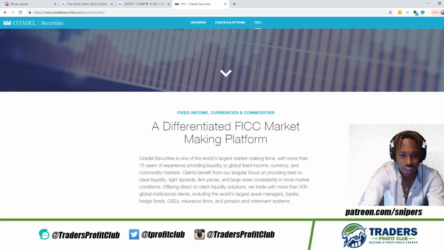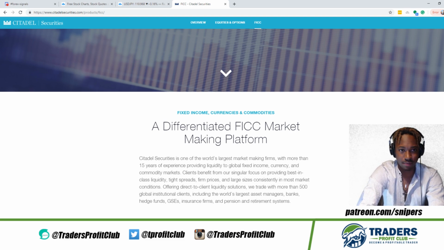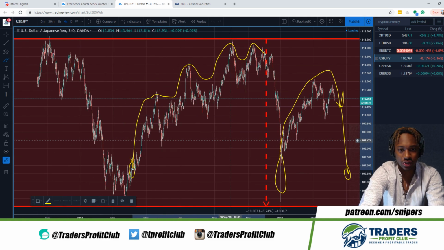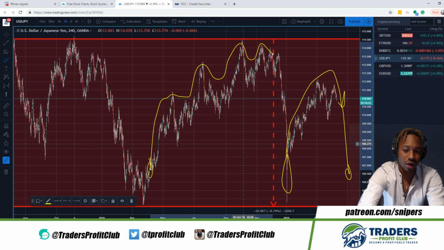So they're saying Citadel Securities is one of the largest market firms with more than 15 years of experience. You get clients benefit from our singular focus on providing best class liquidity, tight spreads, firm, and large sizes consistently. We all know, you guys, that this is the market. What they do, you guys, is that the market is based off a casino structure, right? Every casino has a book, right? Just like every market maker has a book. They have a book that they have to abide by, right?